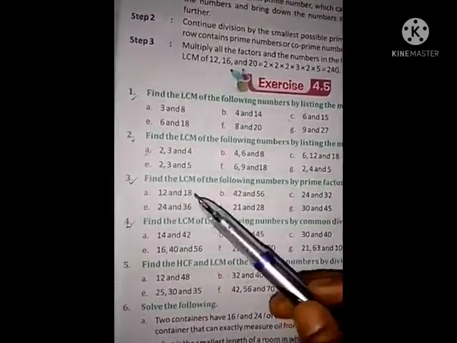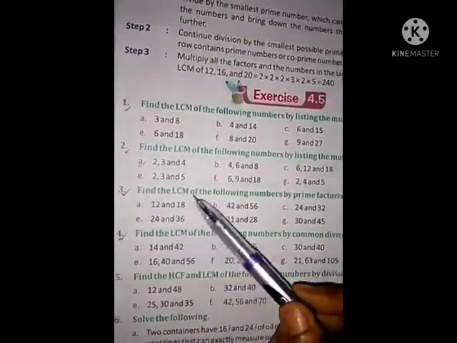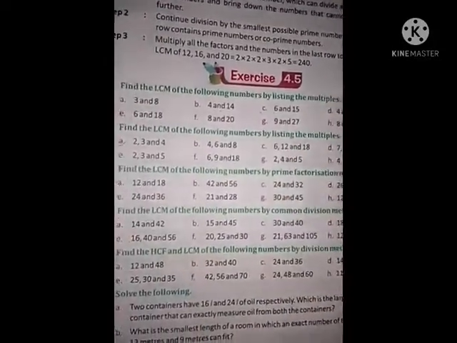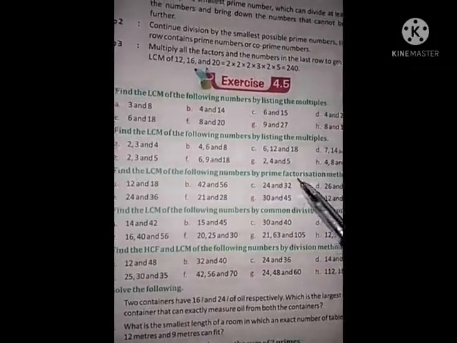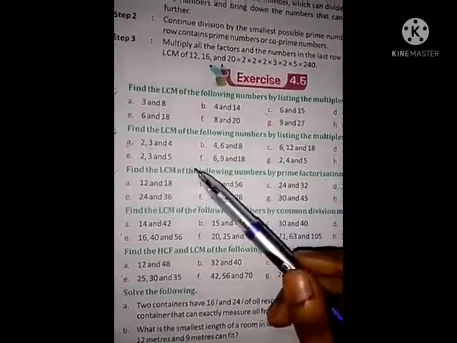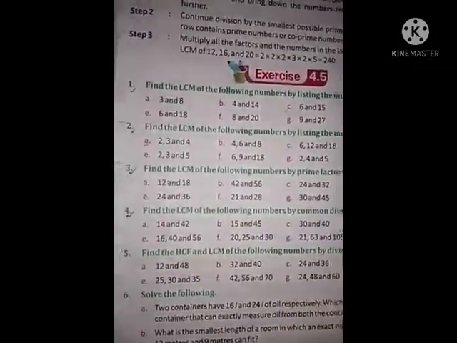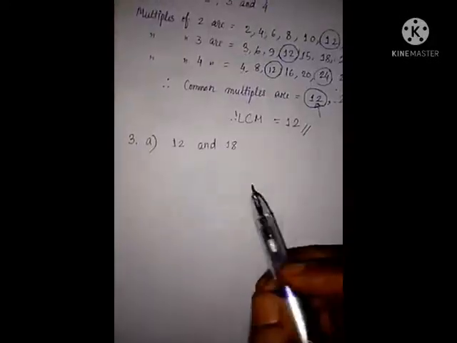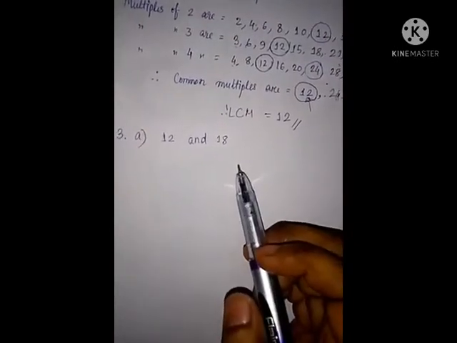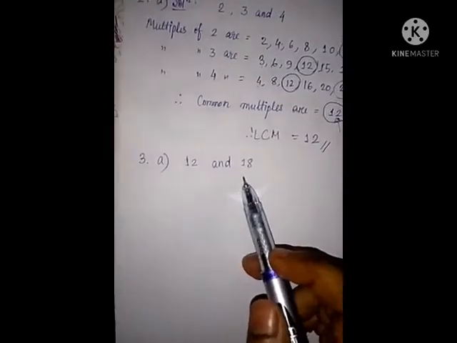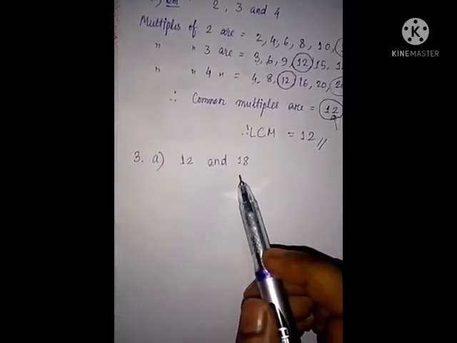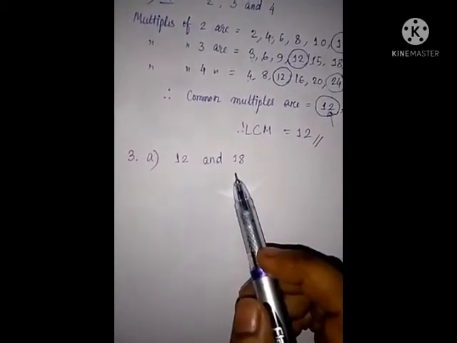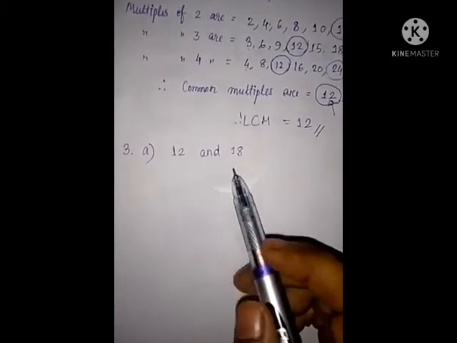Okay. Question number 3. Find the LCM of the following numbers by prime factorization method. We have to use prime factorization method to find the LCM of these given numbers. See, I am taking example A. We are going to find out LCM of these two numbers by using prime factorization. We discussed about how to find out prime factorization of numbers.